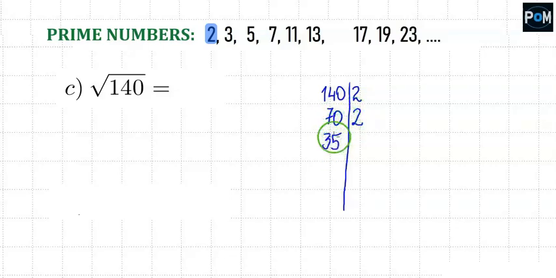And 35 divided by 2 doesn't work, so I take the next number, which is 3. But 35 divided by 3 doesn't work, so 3 can't be it. I'm checking the next one. Now a 5? Can 35 be divided by 5? Yes, it can, so we put a 5 here. And dividing 35 by 5 gives us 7. 7 doesn't divide by 5, it only divides by 7. 7 divided by 7 equals 1.